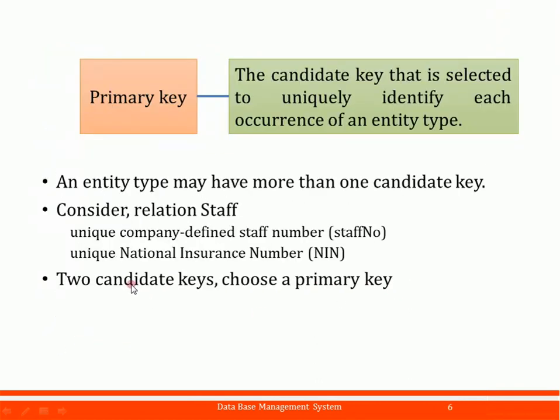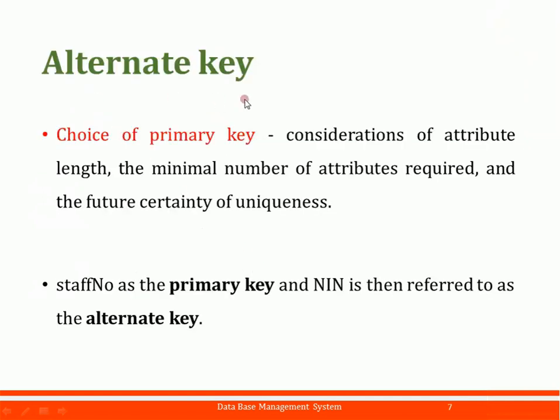In the previous slide we have discussed that a staff is having two keys, that is staff number and national insurance number, out of which I have taken staff number as the primary key. So obviously this national insurance number will become the alternate key.